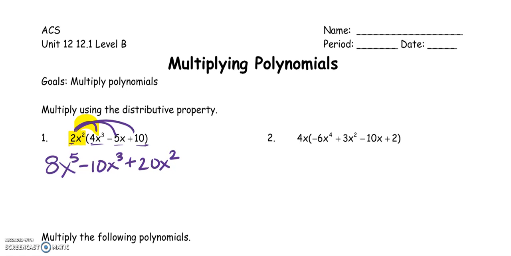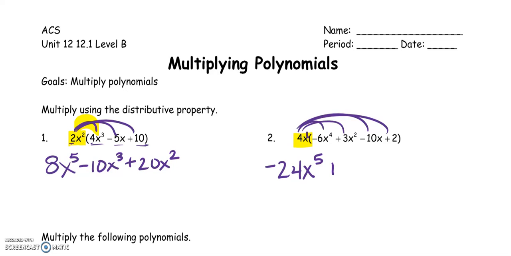Okay, so for the next one, we're going to take 4x and multiply it to everything inside the parentheses. You have 4 times negative 6, which gives you negative 24. And then x to the 1st times x to the 4th is x to the 5th. Remember, you add the exponents. Multiply the numbers, add the exponents.